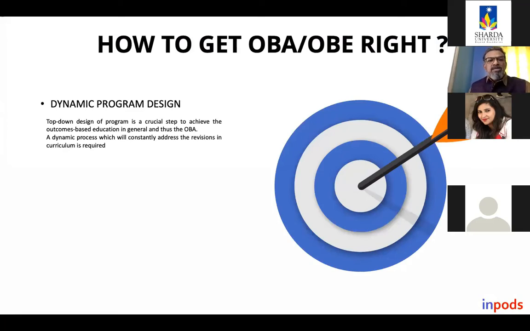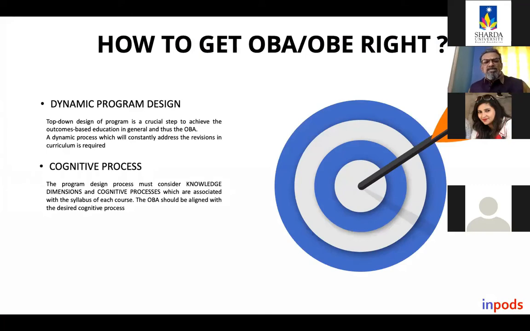And top-down designing of a program is a crucial step to achieve outcomes-based education in general, and hence outcomes-based assessment. A dynamic process which will constantly address the revisions in curriculum is required. Cognitive process, so at times this becomes a little theoretical, but these are very powerful concepts. Cognitive research has proved that these two things, dimensions like knowledge dimension and cognitive process, become very important elements of developing the practices towards designing the assessments and the questions, and obviously even the complete program.